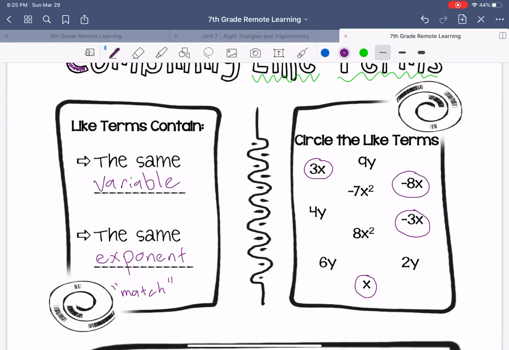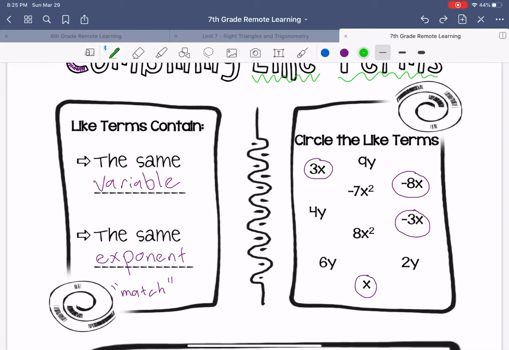Now you might be saying, wait, I see another x right here. And that is an x, so the variables match. But you'll notice it has this exponent right here, which means it doesn't match completely because the exponent on each of these, even though it's invisible, is 1. And so even though the variables match, the exponents do not. So they are not like terms.